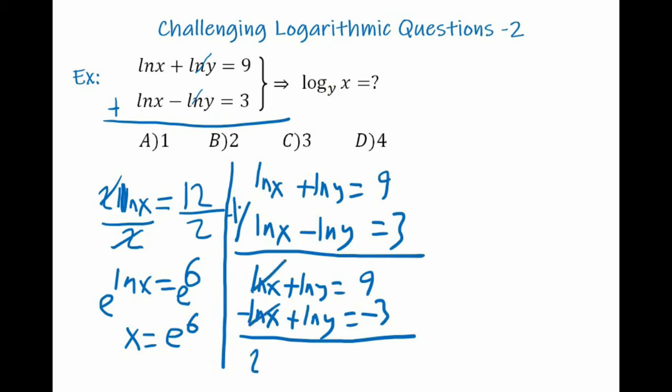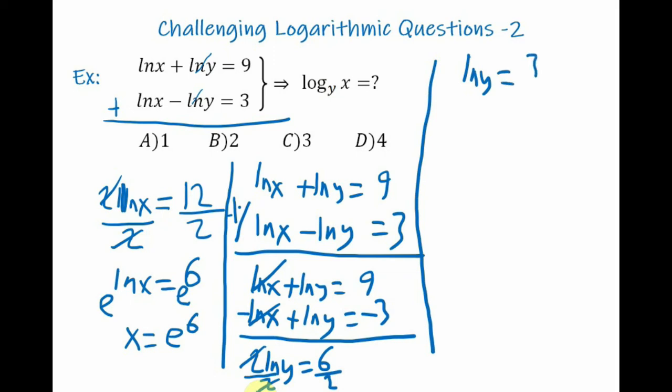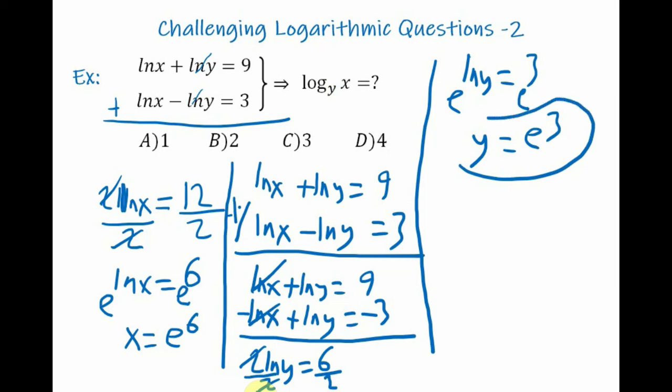So I'm going to have 2 ln y, and the right side becomes 6. And if you divide both sides by 2, I find out that ln y is 3, guys. And if you put e on both sides, the left side becomes y, and the right side becomes e cubed. Now I found out that y is e cubed and x is e to the power of 6.